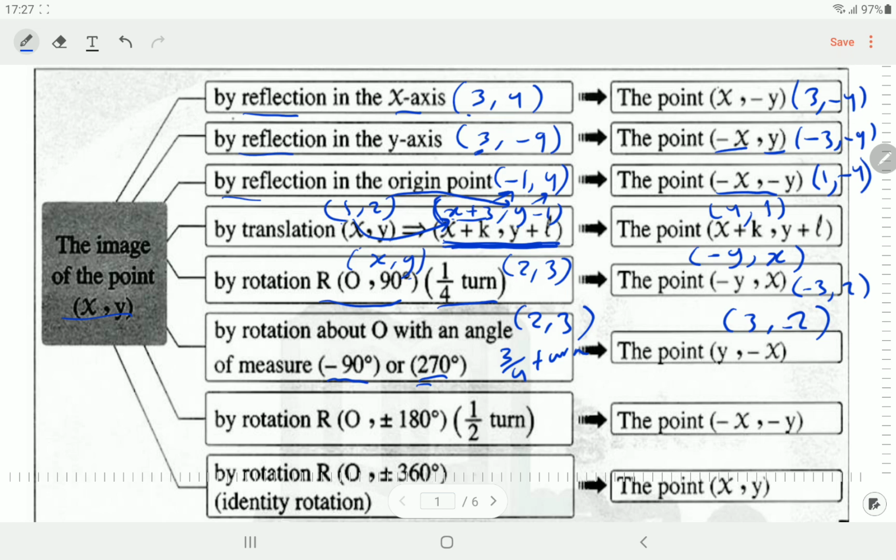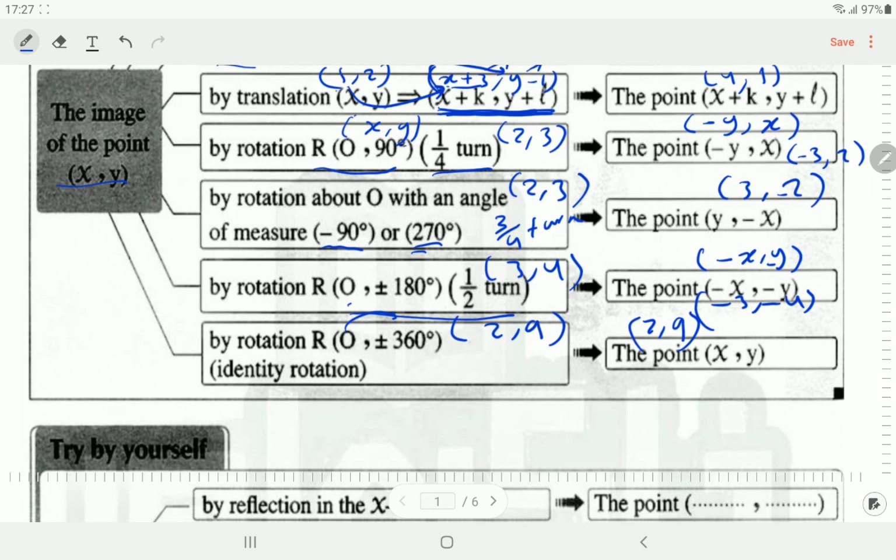What about rotation about the origin point with positive or negative 180, also called a half turn? You will change x and y without flipping. It's going to be (-x, -y). Like if you have (3, 4), it's going to be (-3, -4). Last case, we have the origin point and 360, positive or negative. It's called one turn. It's the same position or same point. If you have a point (2, 9), it's going to be the same point. Okay, don't forget that.